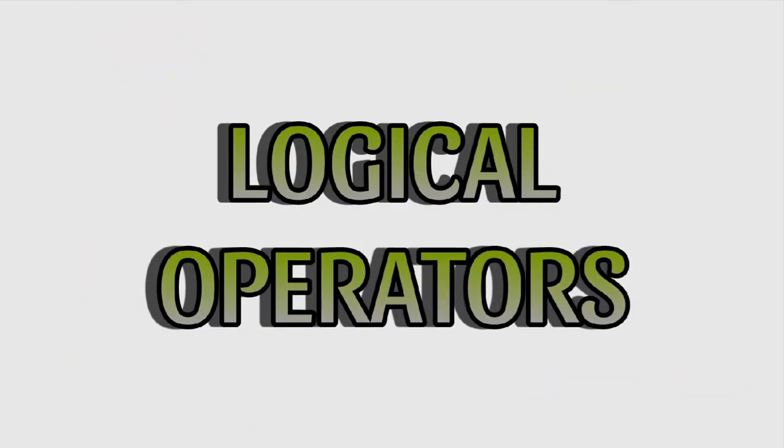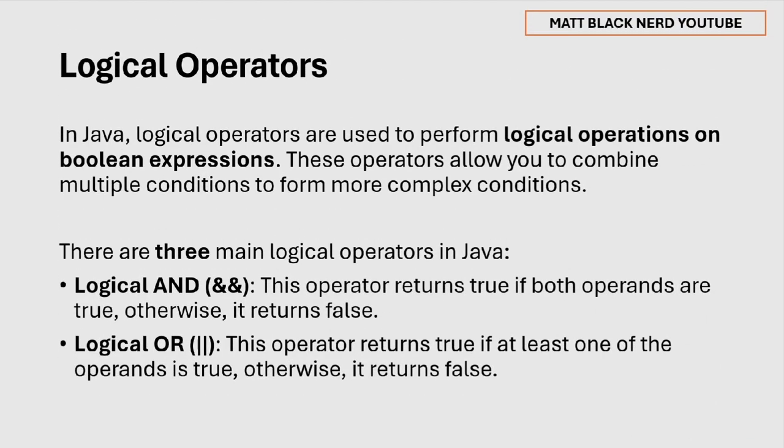What are logical operators? In Java, logical operators are used to perform logical operations on Boolean expressions. These operators allow you to combine multiple conditions to form more complex conditions. There are three main logical operators in Java.